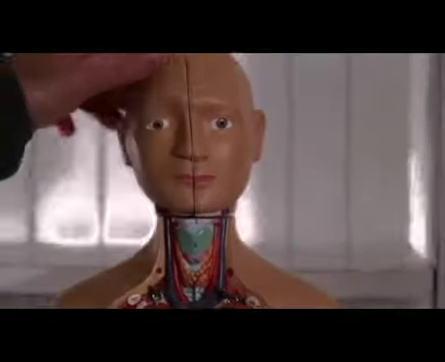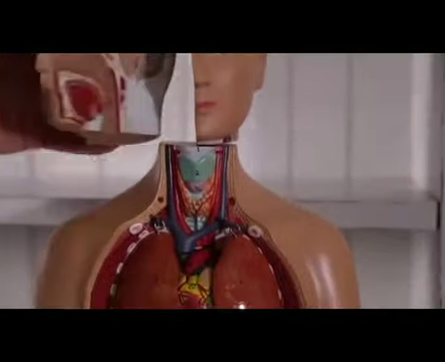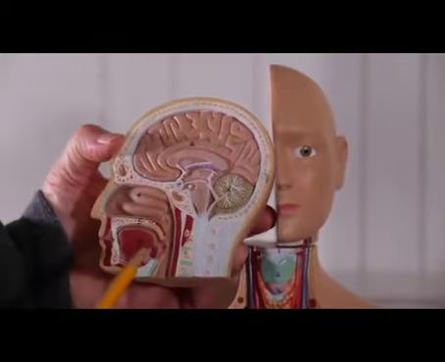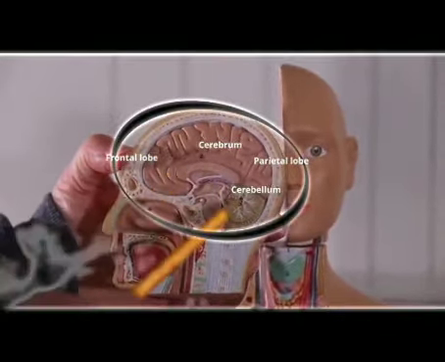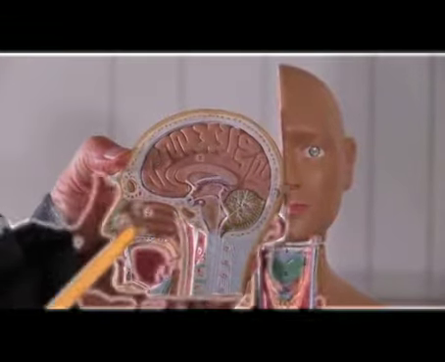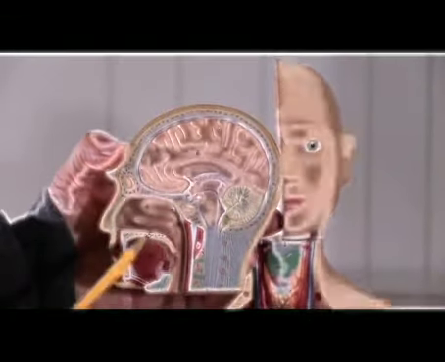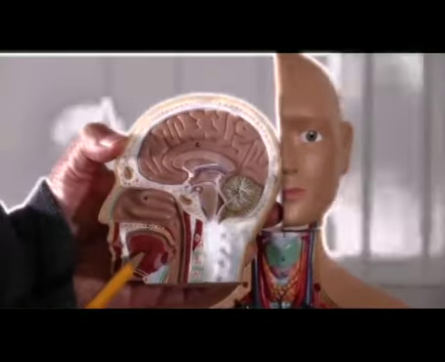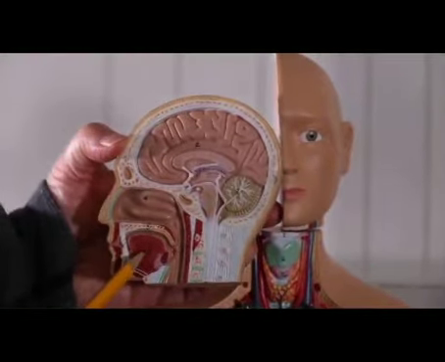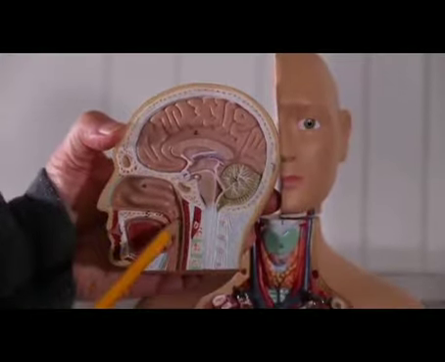So let's get started with the head region, and as I open it up, you can see here's the brain, and there's the cerebrum, the cerebellum. Now let's move to the nasal cavity, the oral cavity. This large muscle is the tongue, and at the back of the throat is the pharynx right here.